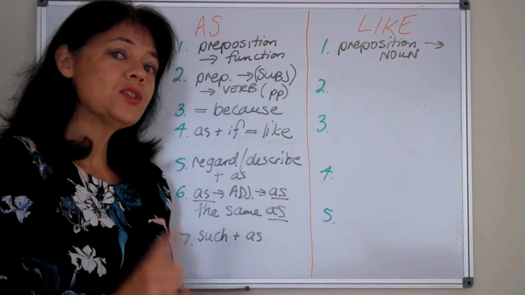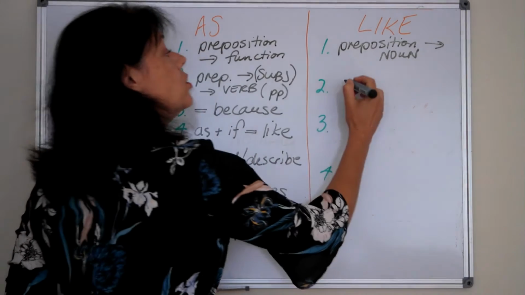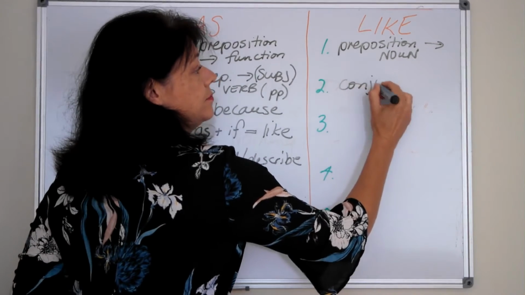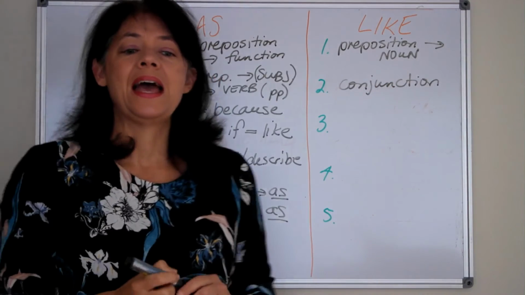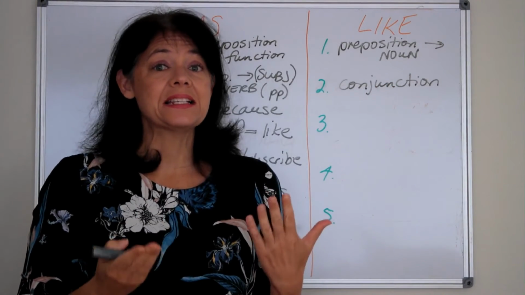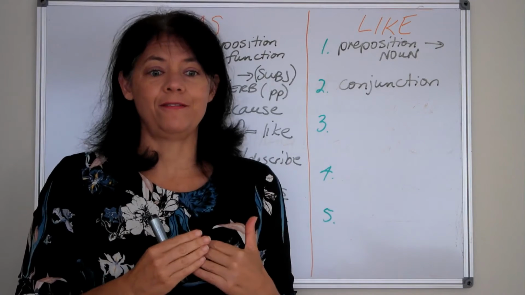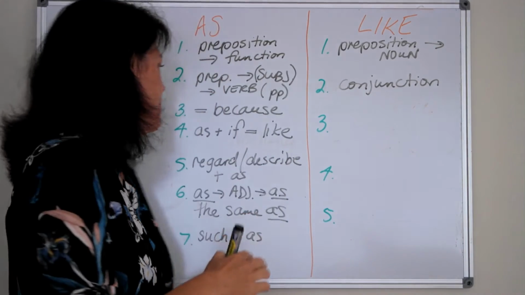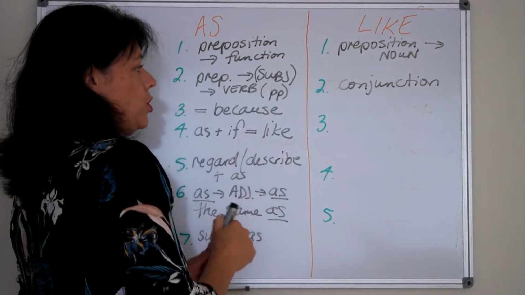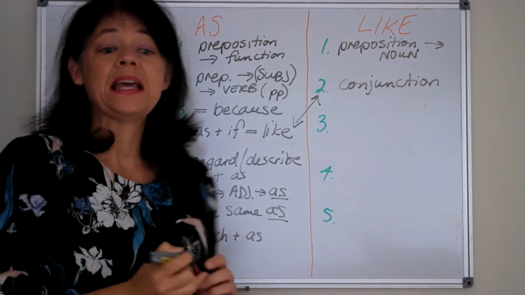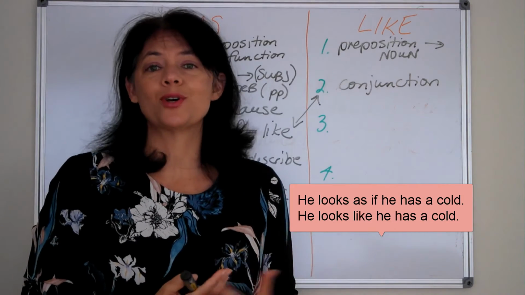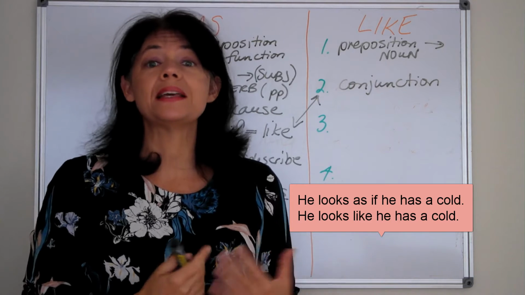The next one is not a preposition, it's a conjunction. And it is the same as as if, to compare. So remember this one, number 4 to number 2, that is the same. He looks as if he has a cold. He looks like he has a cold.